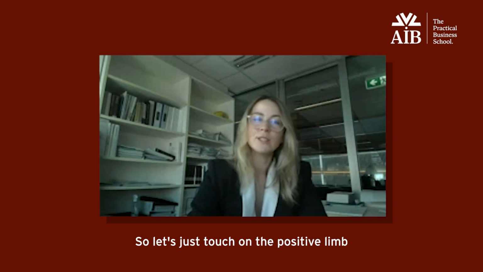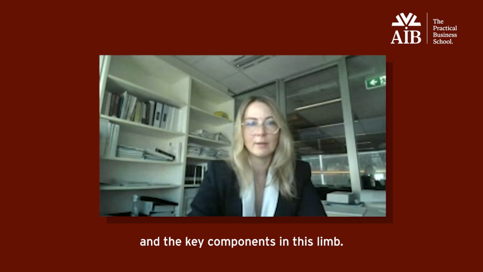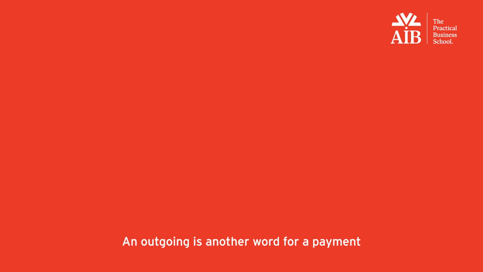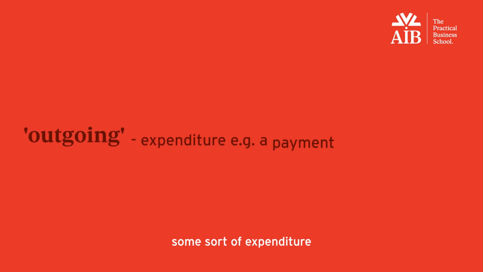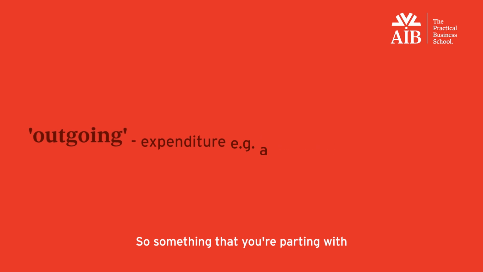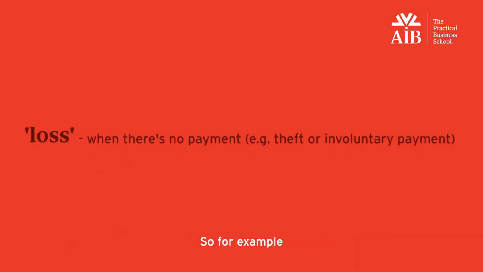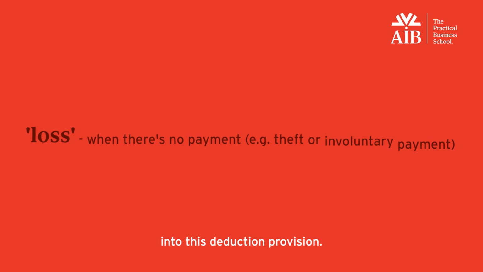Let's just touch on the positive limb and the key components in this limb. We've effectively got two things that are allowable deductions under this limb. It's a loss or it's an outgoing. An outgoing is another word for a payment, some sort of expenditure, basically an outgoing of yours, something that you're parting with. And then a loss is meant to encompass things where there's no payment. So for example, if something is stolen from you or involuntarily required or paid, the loss is meant to address that and capture that into this deduction provision.